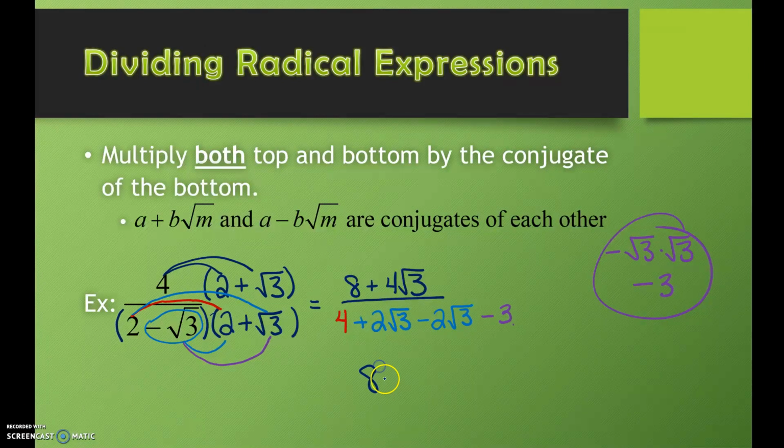On the top, we have 8 plus 4 square root of 3. On the bottom, do you see anything interesting about those 2 blue terms in the middle? They're the same, except one of them's positive and one of them's negative, which means they cancel each other out. And all we have left is 4 minus 3, which is 1. Do you need to write the 1 on the bottom? No.